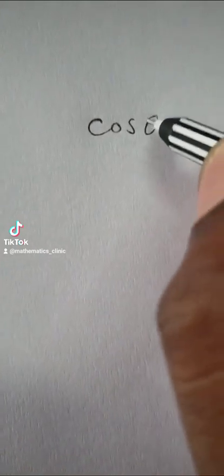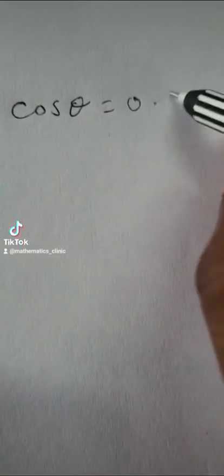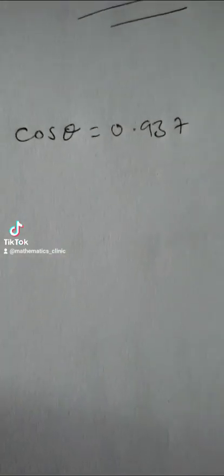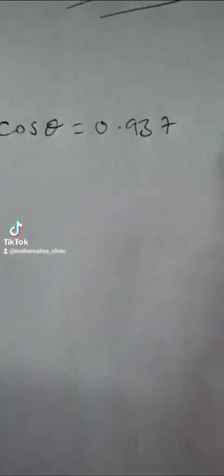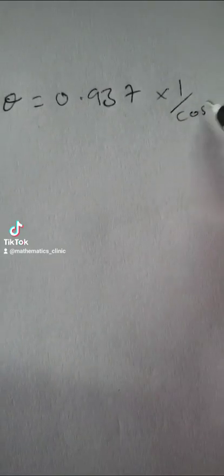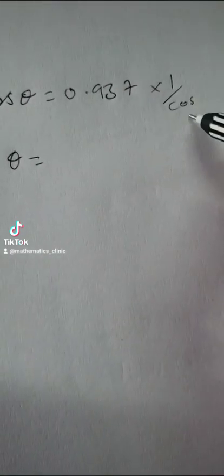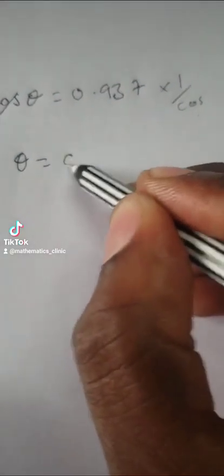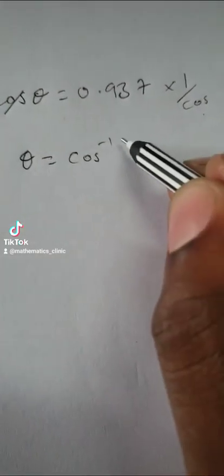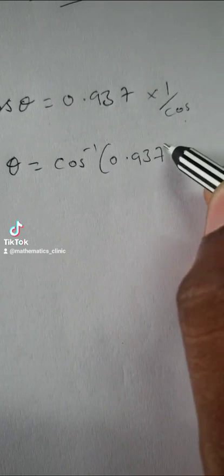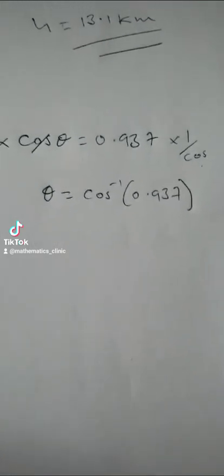So we have this equation: cos theta is equal to 0.937. What we are going to do is solve for theta, so we multiply both sides by 1 over cos, its inverse. On that side we have 1 over cos, so the cos and cos can go. Theta is equal to cos inverse of 0.937, since 1 over cos is mathematically written as cos inverse.